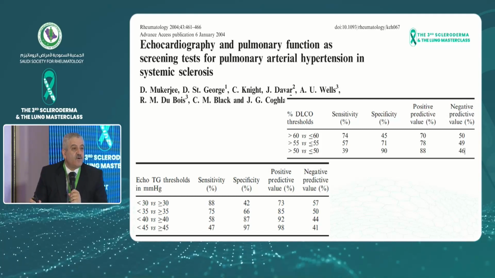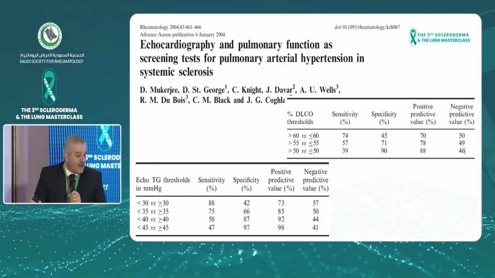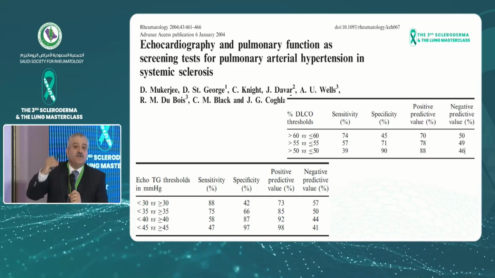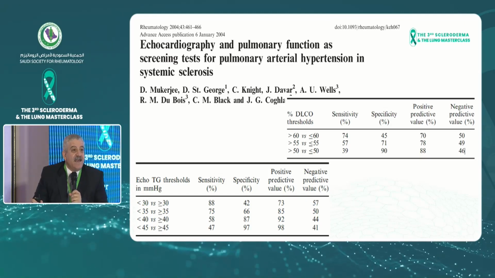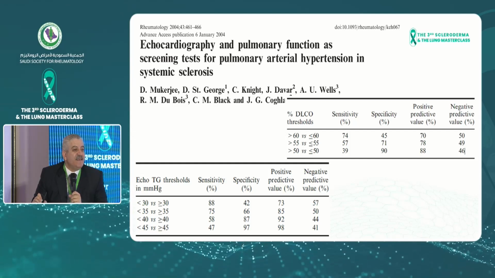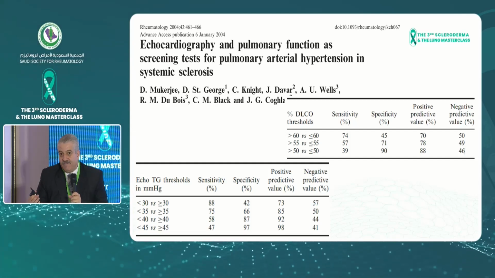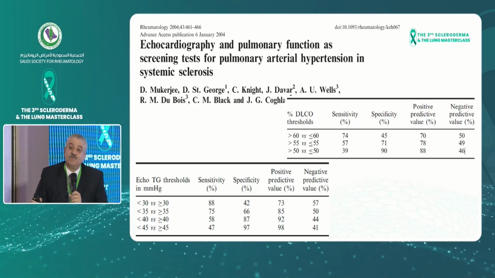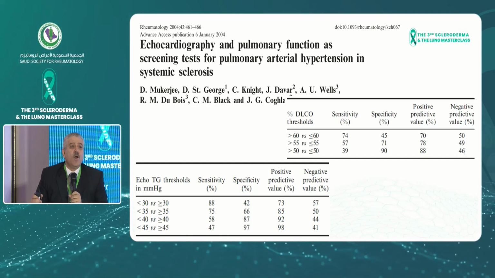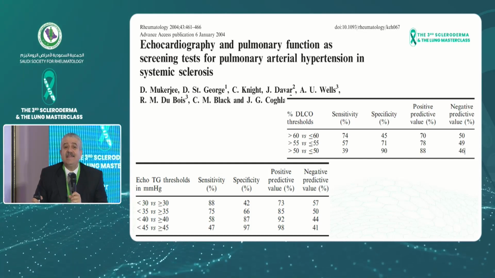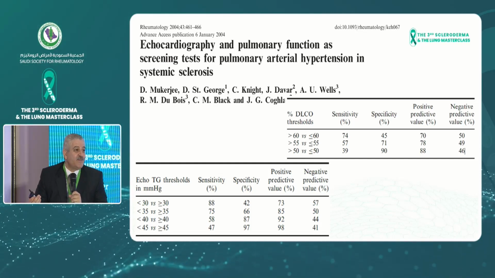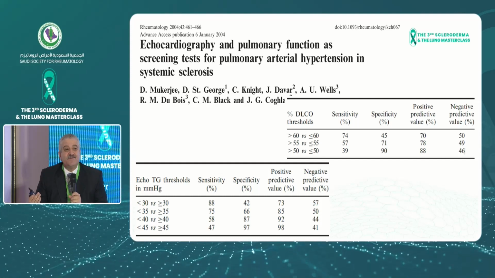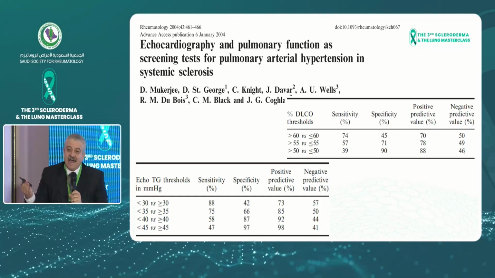This is a trial looking in the early days at two parameters, the echo and the DLCO, as good screening tools. And they looked into different cut-off points. The conclusion was that to be able to detect them with a reasonable sensitivity and specificity, they will probably be advanced to begin with. The DLCO will be lower than 50, and the jet velocity on the echo will be more than 3.4.